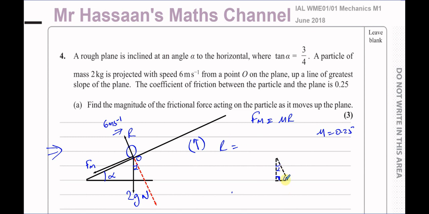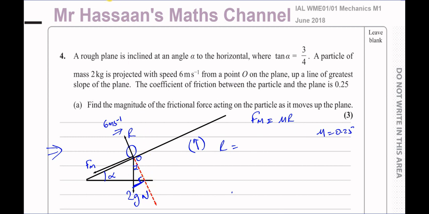Now, when I resolve in this direction, I'm not going to use this triangle. I'm going to use a triangle such that this is now parallel and perpendicular to the plane. Okay, so this is the parallel direction. Sorry, this is perpendicular to the plane and this is parallel to the plane. So this one is not really any good for us, to be honest. That's just for finding that angle is alpha.